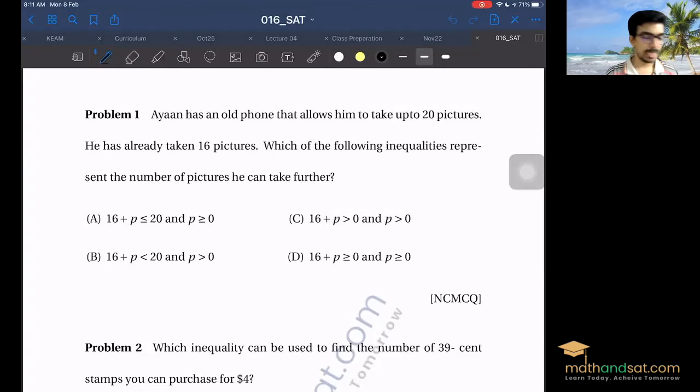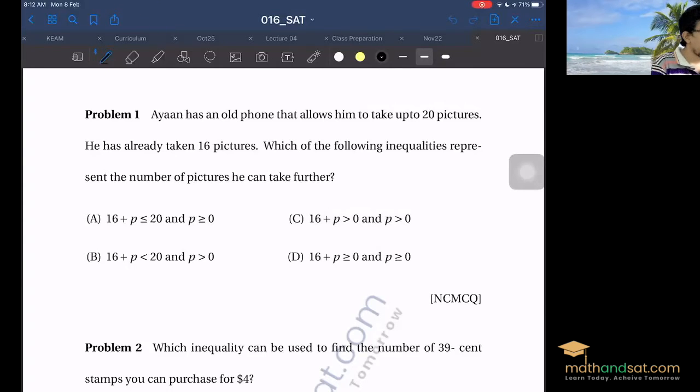Yeah. See, even though you have got the answers for most of the questions, I'll be solving every question in the class, because this is going on record. So in case you want to revisit these problems later on, you can watch these lectures. You can play them on 2x speed or something like that. So I'm making sure that I'm solving every question in the class.